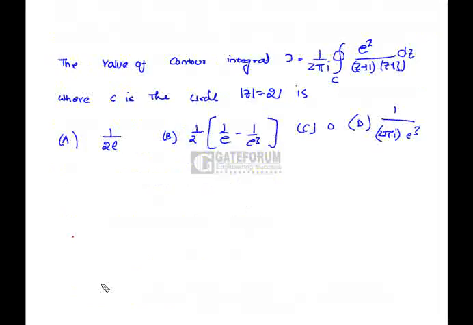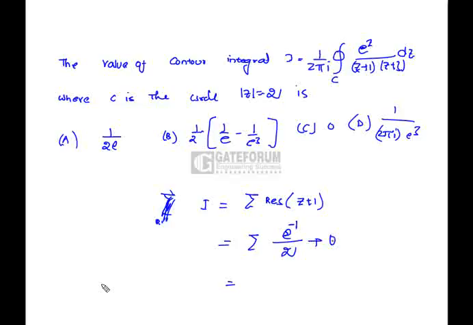We need to find out the value of I. Here we have to integrate over the contour which is given where mod z equals 2. So within the contour given by mod z equals 2, there is only one pole, that is z plus 1. We need to calculate the residue at that point. I is nothing but the summation of residues: at z equals minus 1 it is e power minus 1 divided by 2, plus 0 at z equals minus 3. Hence it is going to be 1 by 2e, hence option A is correct.